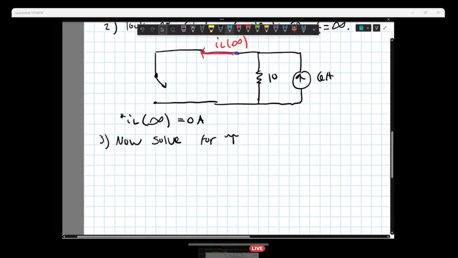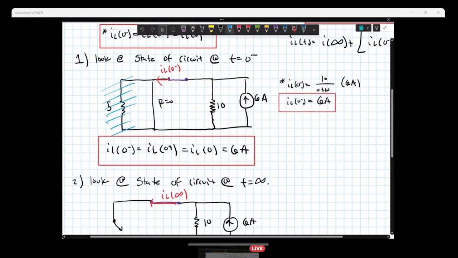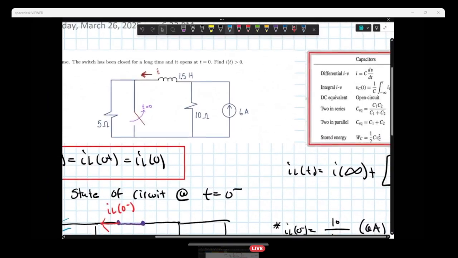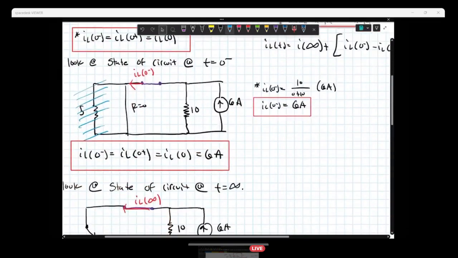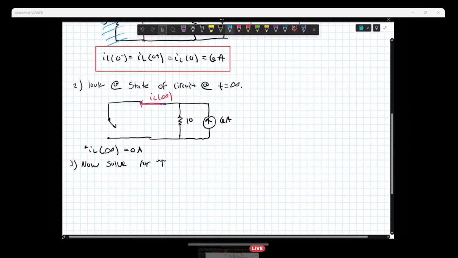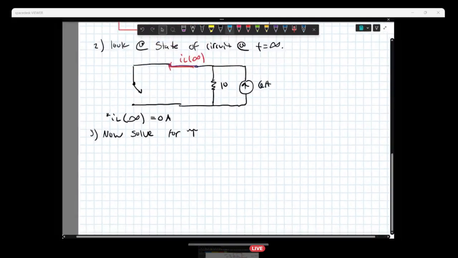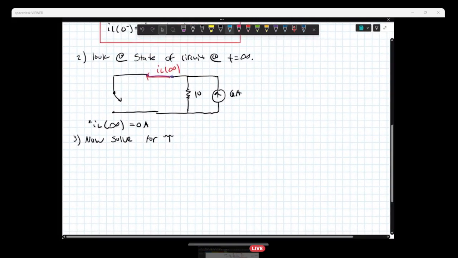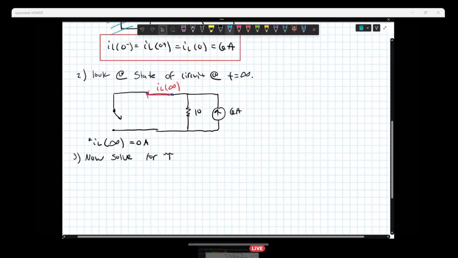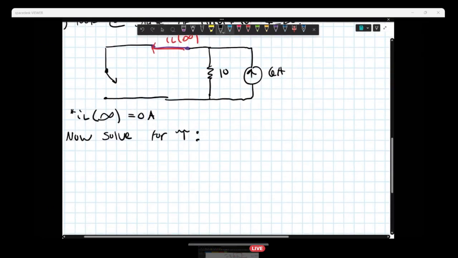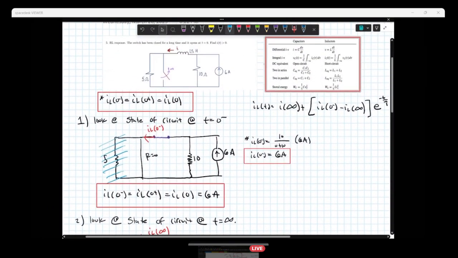Wait, sorry, why is it broken? This is a switch. It got flipped. Oh, okay, got it. And we're looking at infinity now. T infinity. Wait, T0 plus. Why would that be 6 amps? Oh, because it lingers. Never mind. It's all good. Even if it's broken, it still lingers for just a second or milliseconds or whatever.